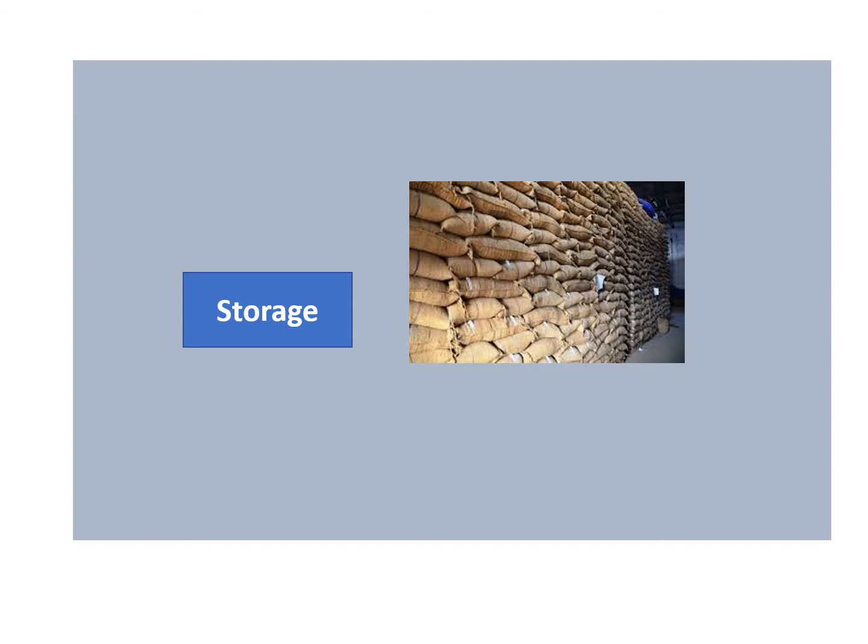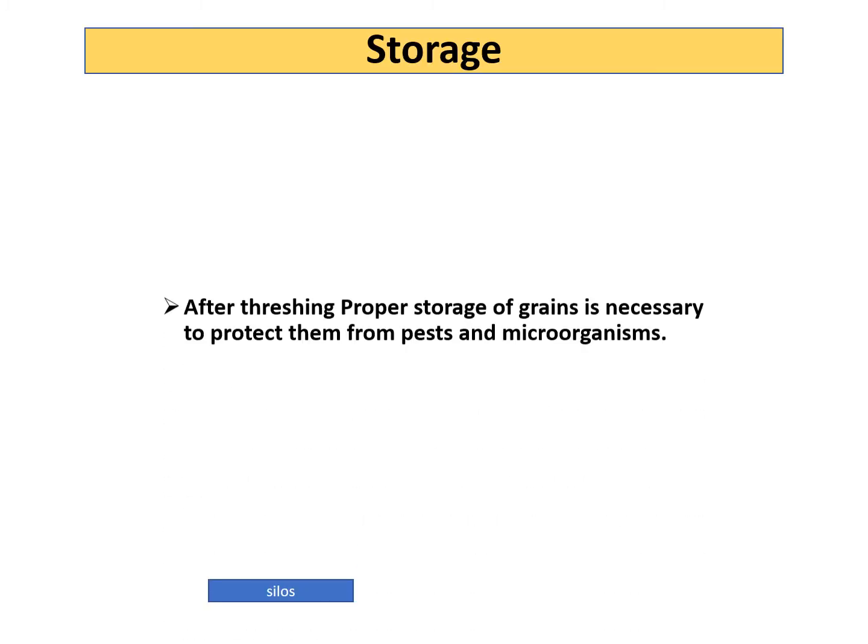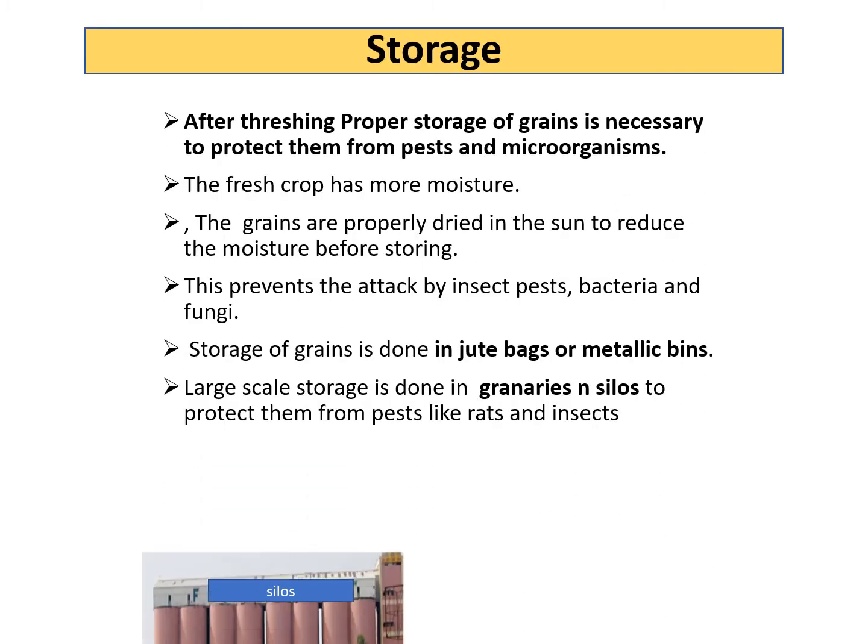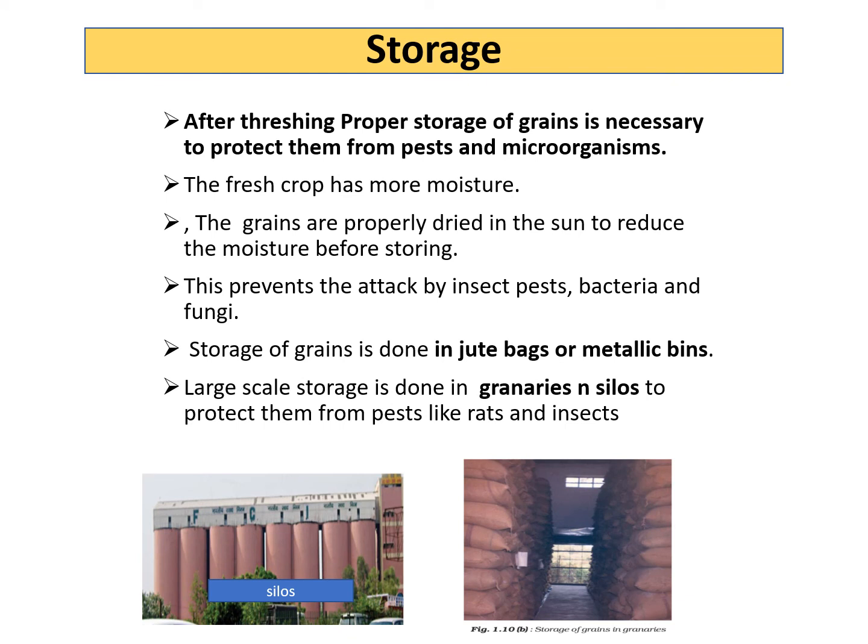Now the last and the most important step is storage. Now we have learned how we can grow the crops and harvest the crops. But what about their storage? How can we store them? The storage is very important. After the threshing and winnowing of the grains, proper storage of the grains is necessary, in order to protect them from pests and microorganisms.